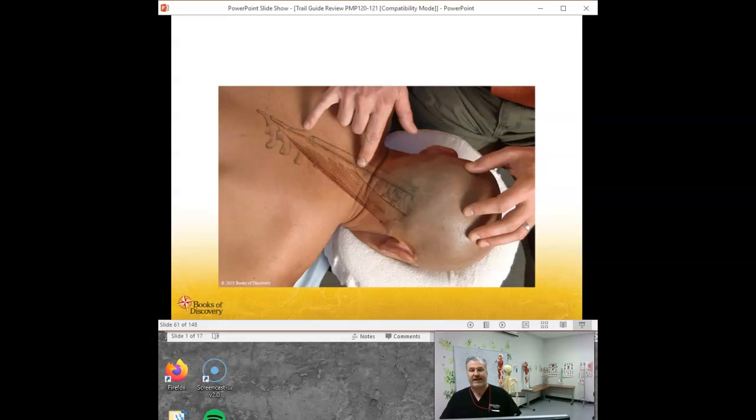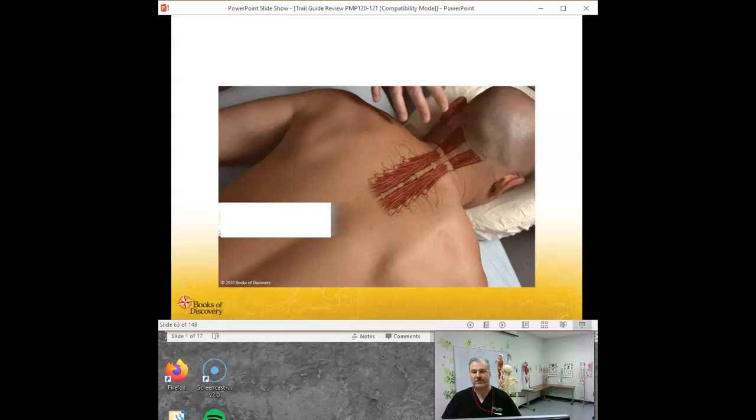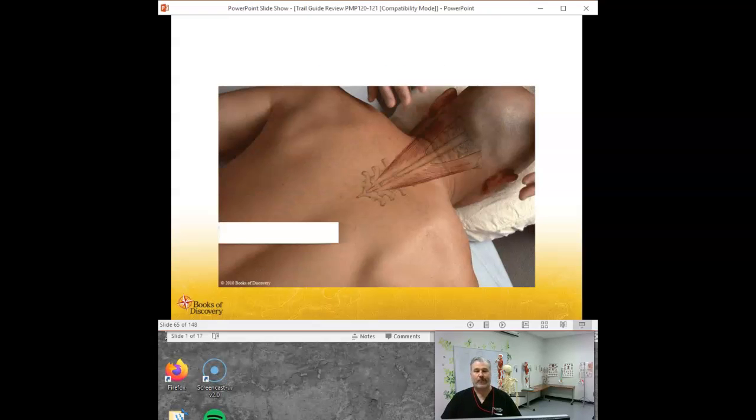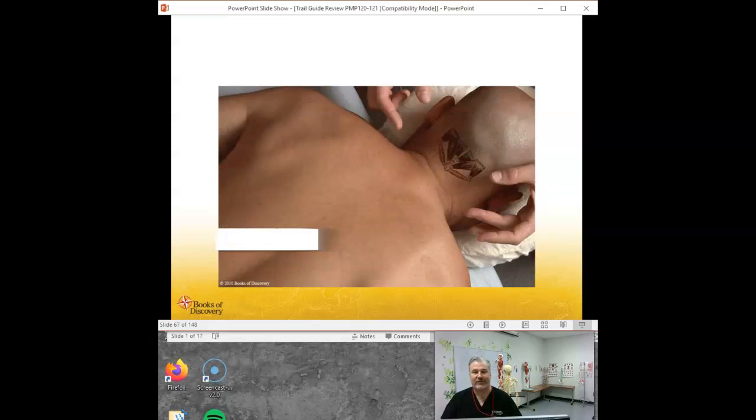Miss Hanson, what's this muscle? Is that the splenius capitis? It sure is. What's this muscle? The semispinalis capitis? Yes. Thank you. What's this muscle? The splenius capitis? It's splenius capitis again, yes. What muscle group is this?